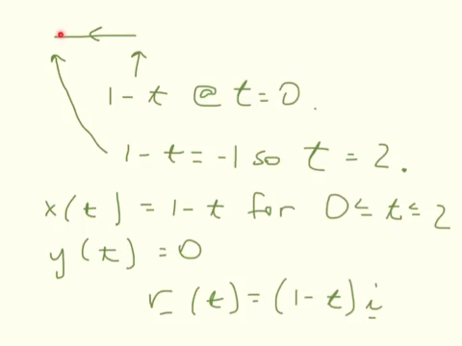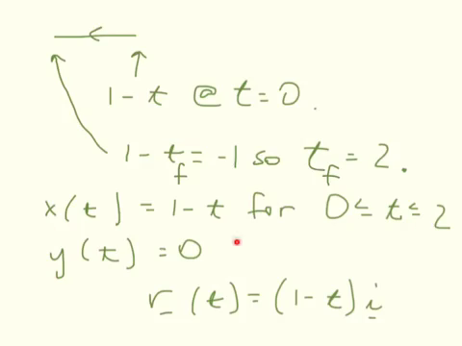Okay, so I said we want 1 at time 0, and we want this to be a linear function of time. So 1 minus t, and if we plug in 0, we get 1. And then whatever our final time is, we need to be at x equals -1. So 1 minus t is equal to -1 at our final time. So t final is equal to 2. And so x of t is 1 minus t for t in between 0 and 2.